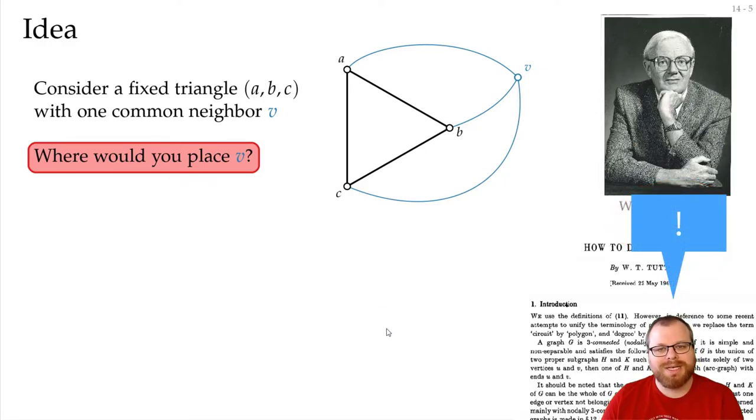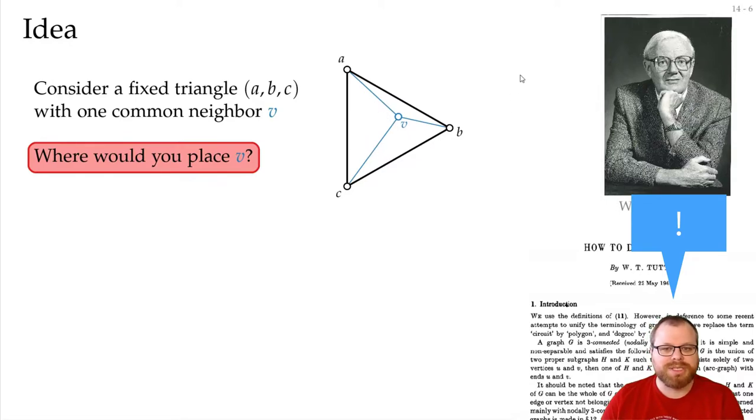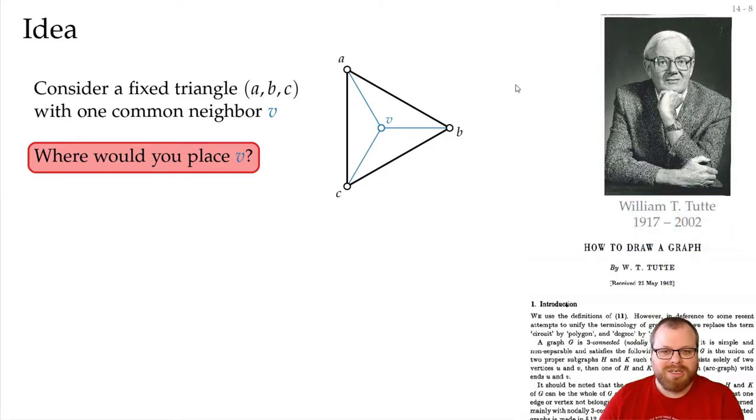Well, since we want straight line drawings, P has to be somewhere in the middle. But even here we have a lot of choices. Do we like this one? Or this one? Or this one? I'm pretty sure that all of you would choose this position here. But why do we like it? What is the reason behind this position?